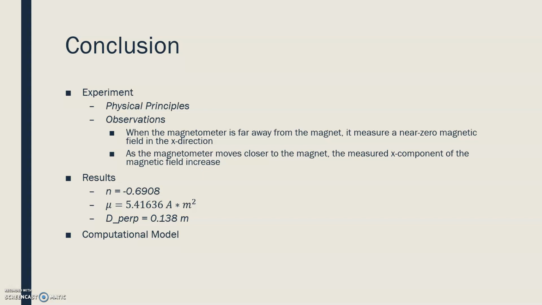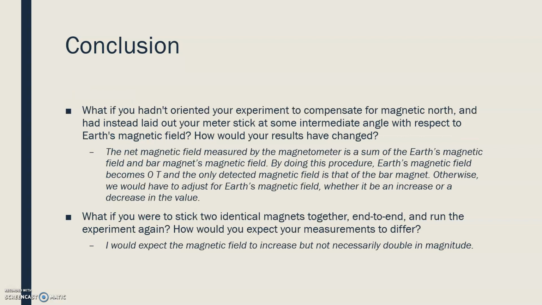I also determined the value for the distance dependence to be negative 0.6908. Theoretically, this value is negative 3, as indicated in the formula for the magnetic field for a bar magnet. After performing this experiment several times, I've gotten the same value each time. A reason for this difference could be that I was unable to remove all other materials in the environment that could have interfered with the magnetic moment. I calculated the magnetic moment to be 5.41 and dperp to be 0.138 meters. These values allowed for me to model the system on GlowScript and resulted in a computational d value of 0.195, which is the same as the calculated value.